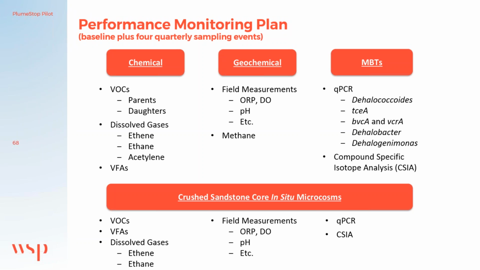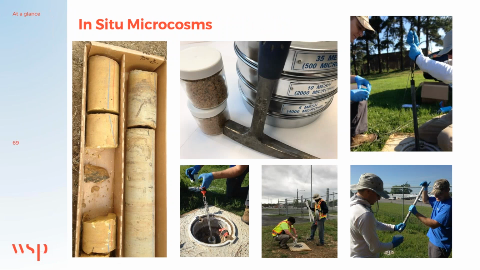The solid phase of these ISMs were subjected to the test listed under the crushed sandstone core in situ microcosms. So we were completing these on the sorbed phase. Here are some photos of the ISMs. Like I mentioned, we crushed the sandstone with a hammer and collected the sand that passed through a 35 mesh sieve but was retained by a 5 mesh sieve. The crushed sandstone was then deployed into 1-inch diameter well screens and deployed into the monitoring wells.